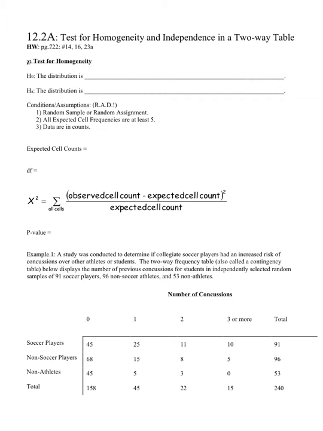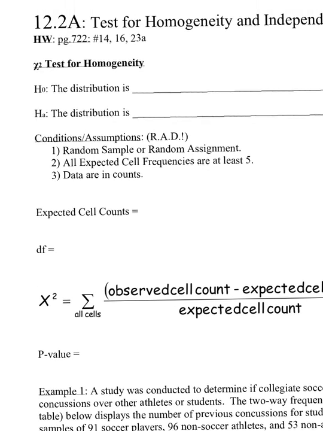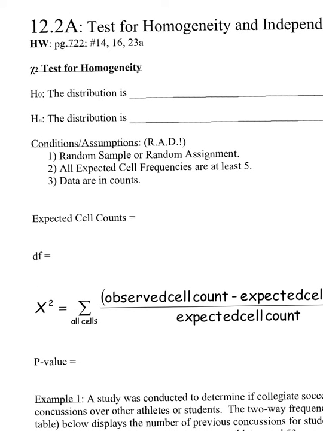All right, this is 12.2a, test for homogeneity and independence in a two-way table. This is our second chi-square test after we did our goodness of fit test from lesson 1. This one also uses categorical variables. This time, however, we have two categorical variables when we want to do a test for homogeneity. All right, so let's get started.